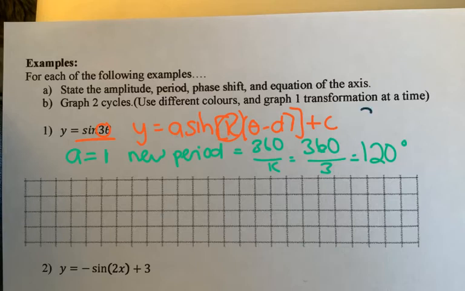D, or the phase shift, is 0 here, so there's no shift. And C is also 0, so the equation of the axis is y equals 0. That also doesn't change. All right, so we're going to start by graphing the original sine function, and then we'll do the transformation.